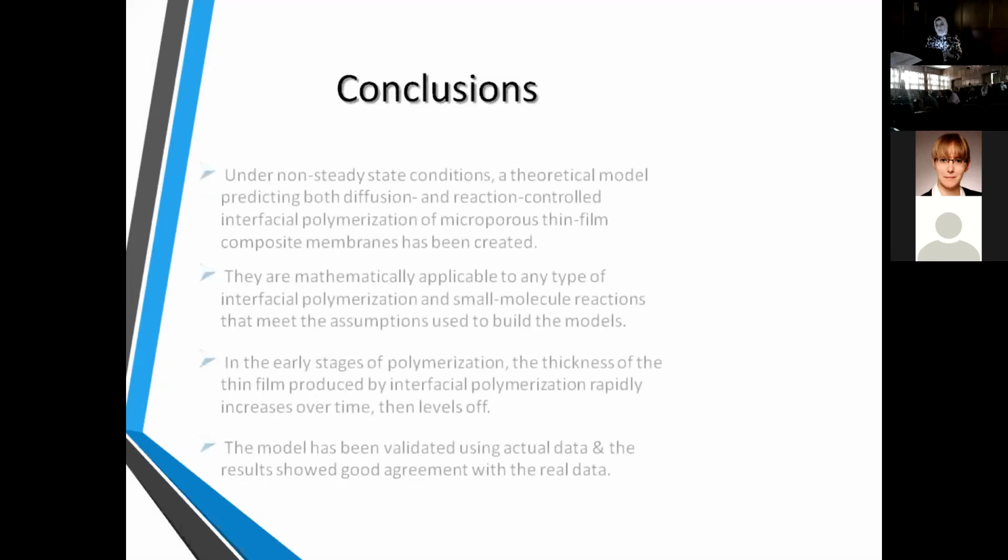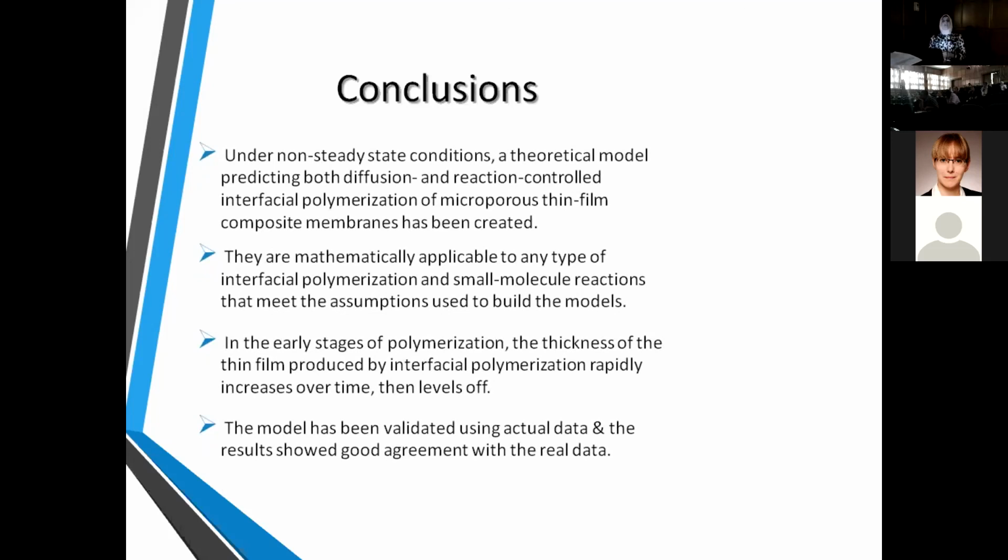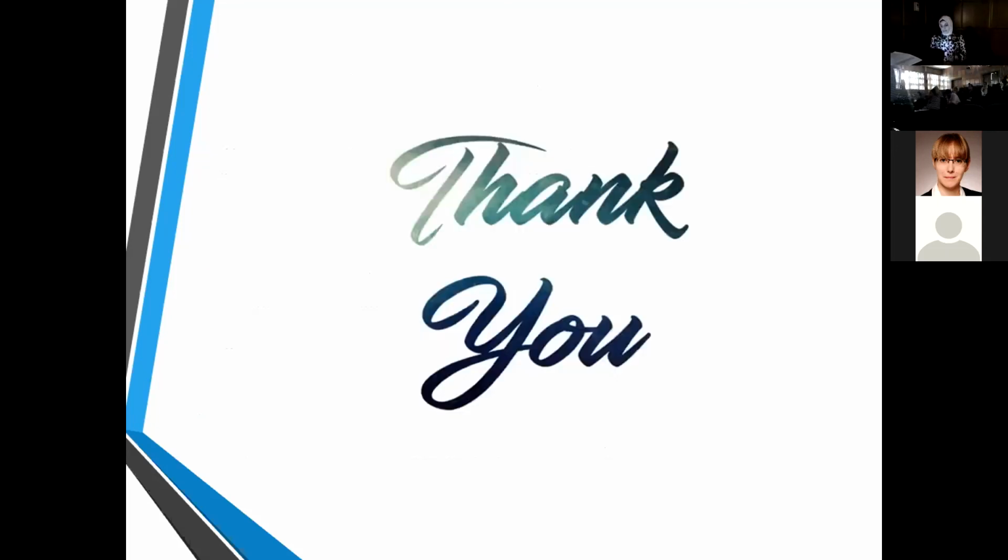So, conclusion: we conclude that under non-steady state conditions, the theoretical model predicting both diffusion and reaction controlled interfacial polymerization thin film composite membrane has been created. It is mathematically applicable to any type of interfacial polymerization. In the early stage of the polymerization, the thickness of the thin film produced by interfacial polymerization rapidly increases, then levels off. The model has been validated using actual data, and the results show good agreement with the real data. Thank you.